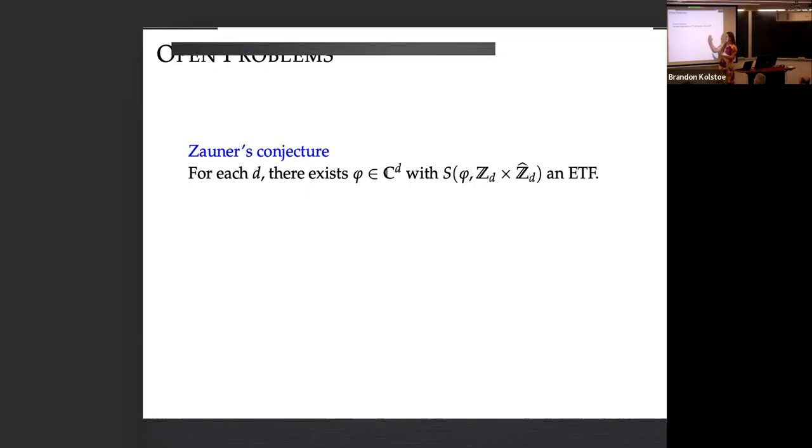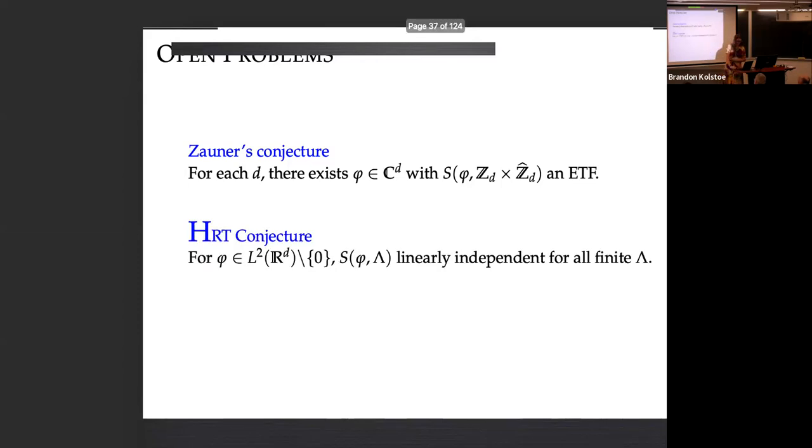But I will say right now, the current direction of potential proof seems to be something that involves algebraic number theory that is also way above my pay grade. That doesn't mean that's the way it's going to be solved, but that at least is the direction that research is going right now. Then there's the HRT conjecture, which says that for any phi that's non-zero in L2 of R^d and any lambda that is finite, the Gabor system generated is linearly independent.